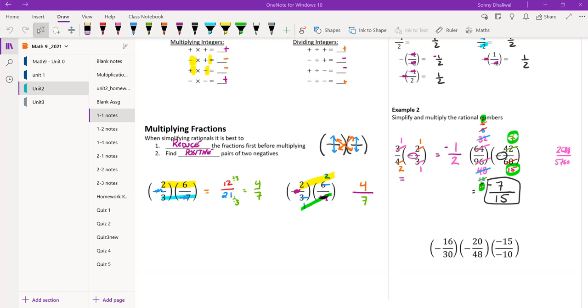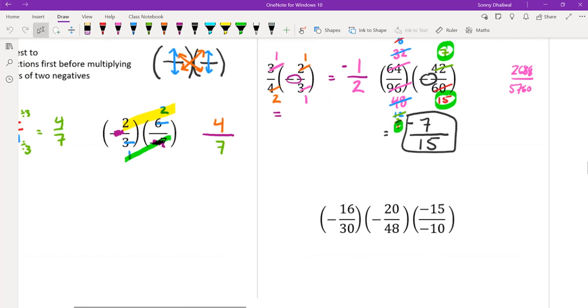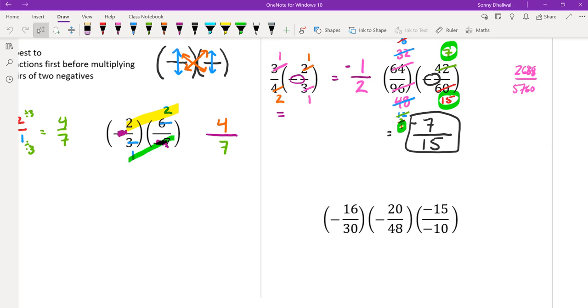So today we're going to finish off reviewing how to multiply fractions and how to divide fractions.